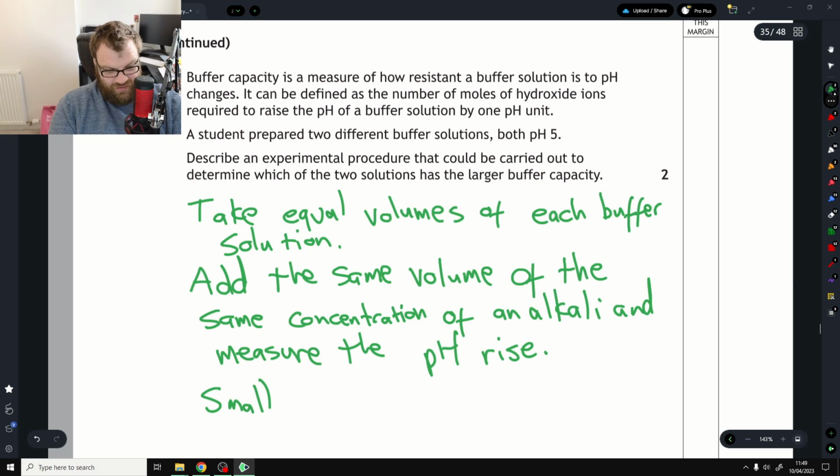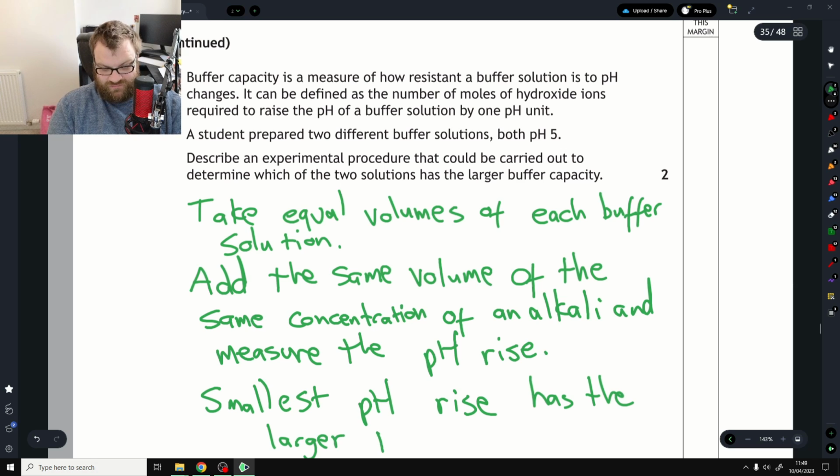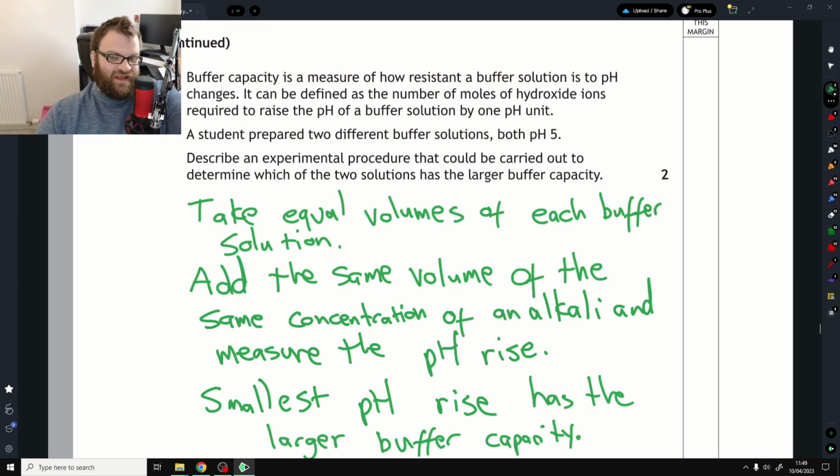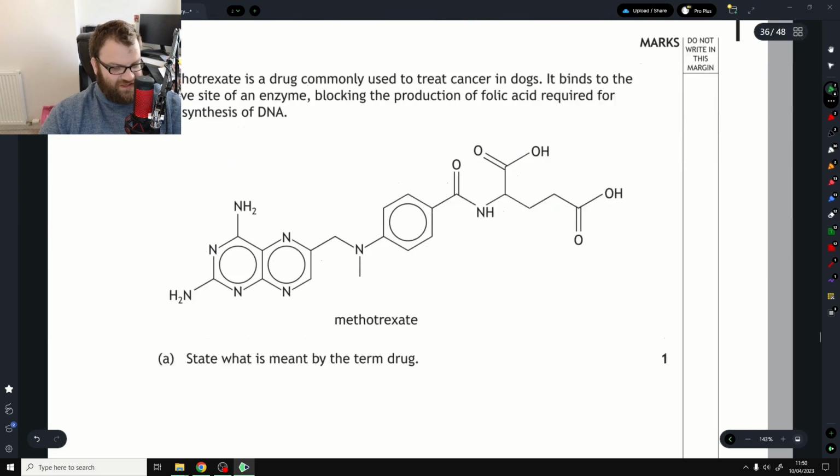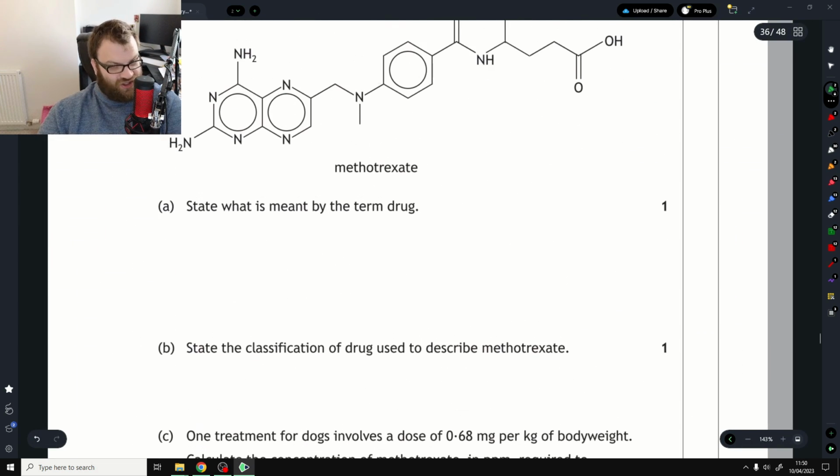The smallest pH rise is the one that has the larger buffer capacity. So the one that takes more volume of the alkali to raise the pH value will be your larger capacity one.